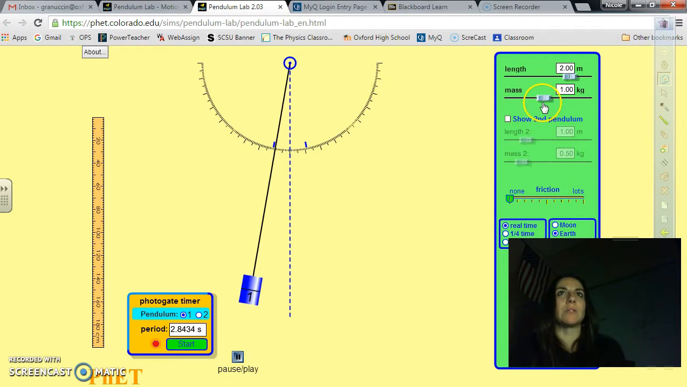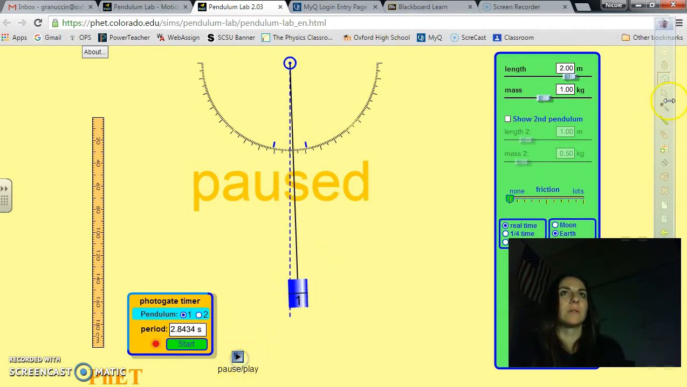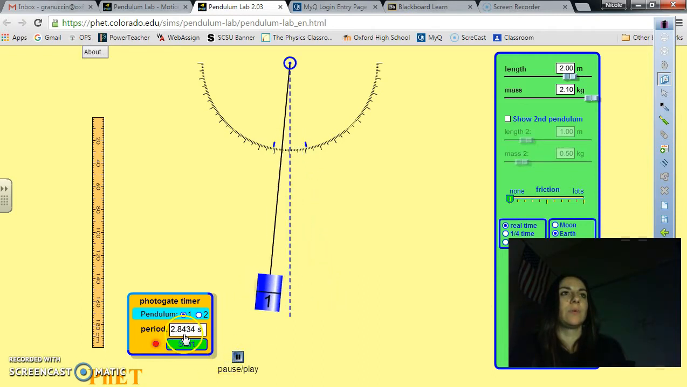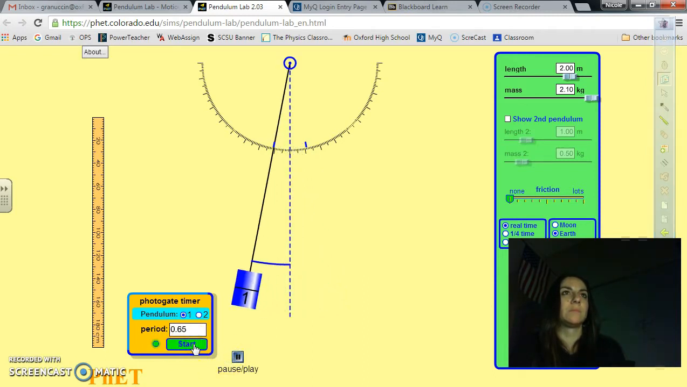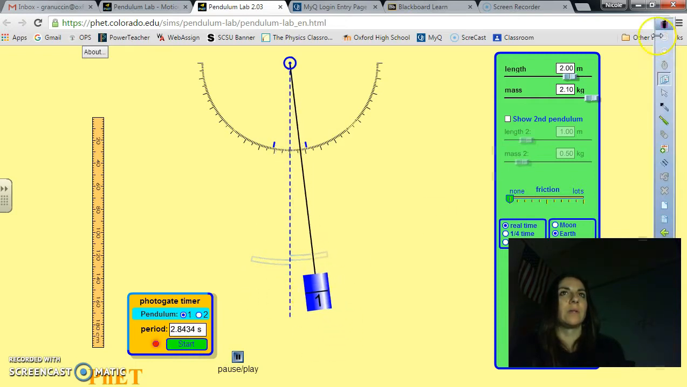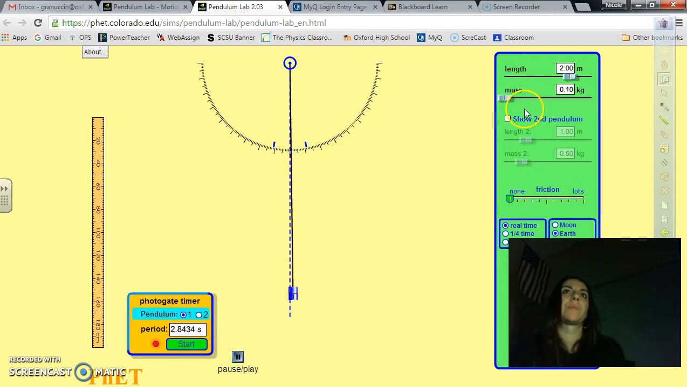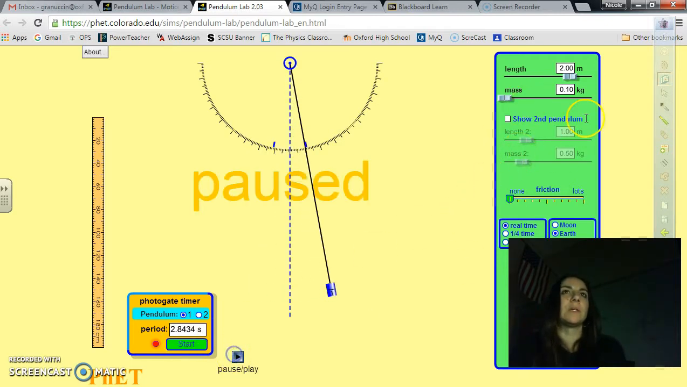So let's change the mass, right? So let's pause this and change the mass to something really big and about the same angle like that. So let's play this. 2.84, remember that number? 2.84. And quite frankly, we can actually just do this and we'll see that it's still measured the same period. So the mass doesn't change it. But what will is the length.